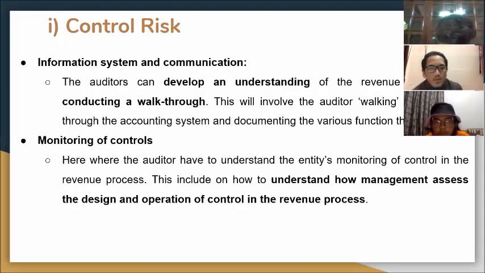Okay, next, information system and communication. The auditor can develop an understanding of the revenue process by conducting a walkthrough. This will involve the auditor walking a transaction through the accounting system and documenting the various functions that process it. Next, monitoring of controls. Here, the auditor has to understand the entity's monitoring of controls in the revenue process. This includes understanding how management assesses the design and operation of controls in the revenue process.